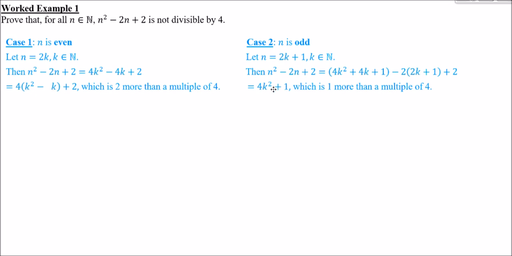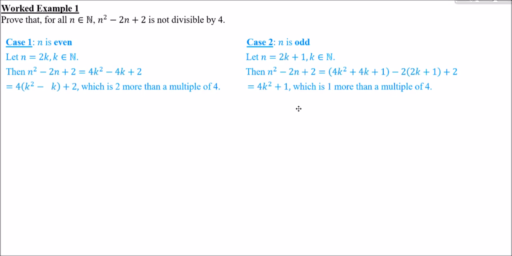4k squared plus 1, clearly 4k squared is a multiple of 4, but plus 1 means it's 1 more than a multiple of 4. So when n is even, we've got a number which would leave remainder 2 when divided by 4, and when n is odd, we've proven we'd have a number that would leave a remainder of 1 when divided by 4. So either way round, because a number has to be even or odd, for any number you choose, it's always going to leave some remainder, either 2 or 1, when divided by 4.